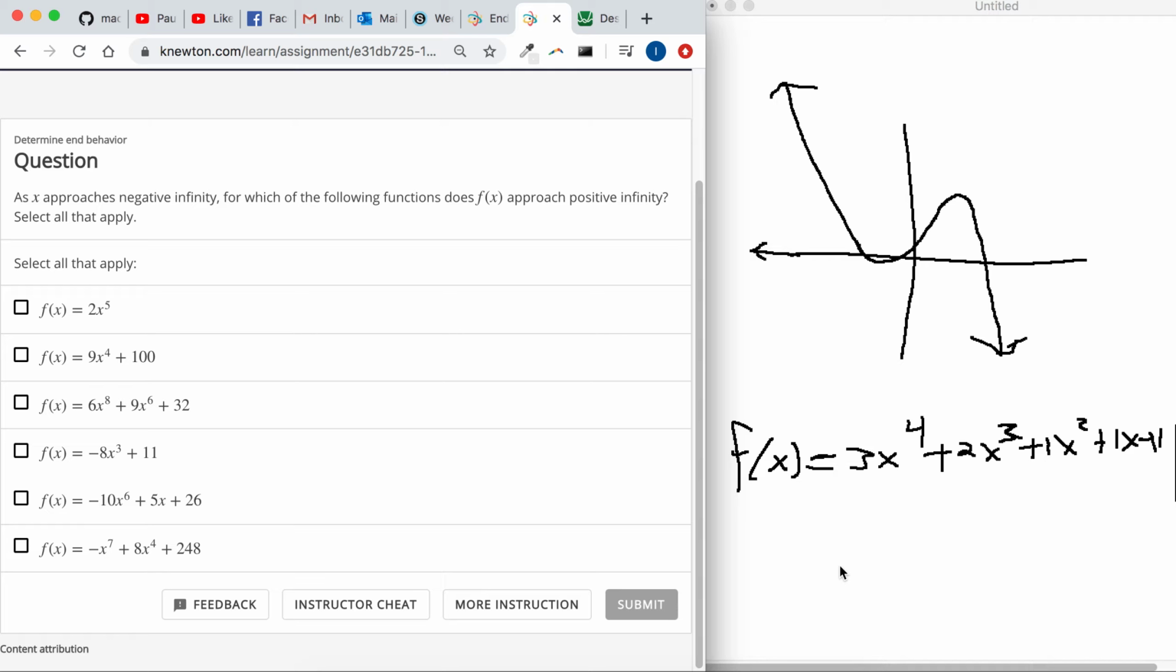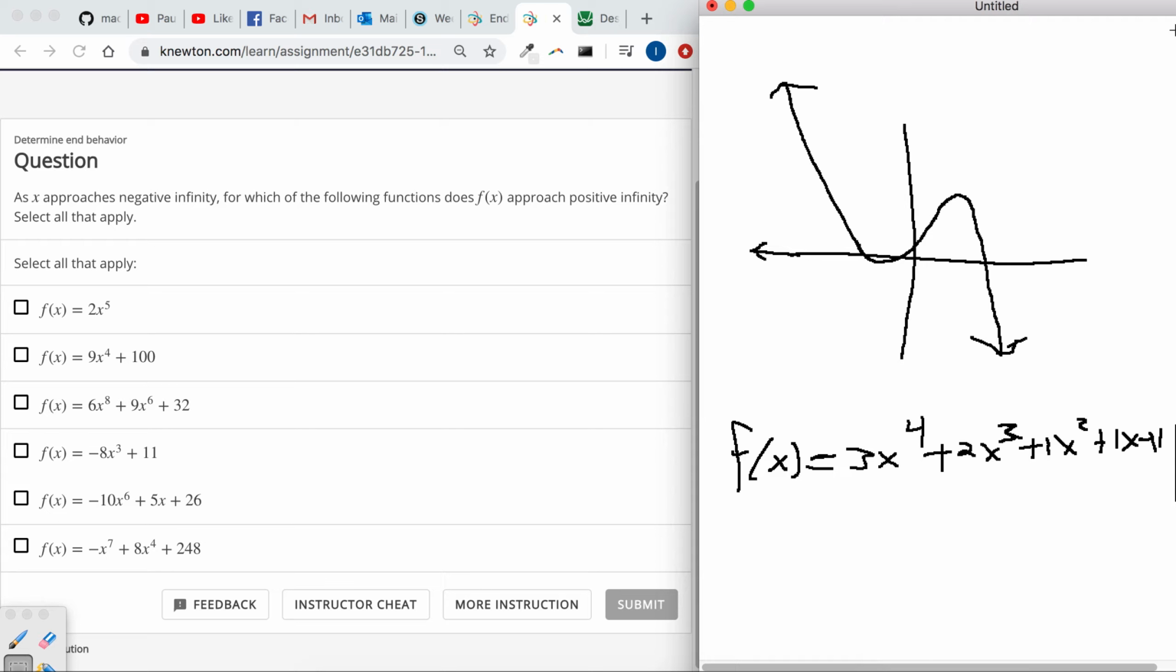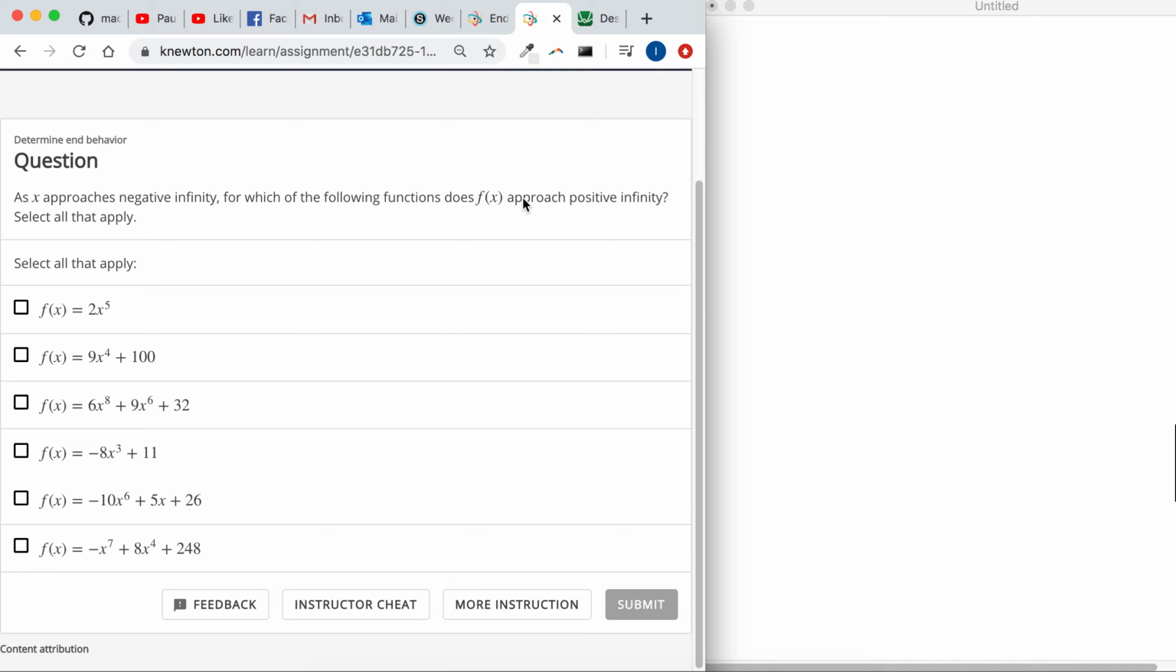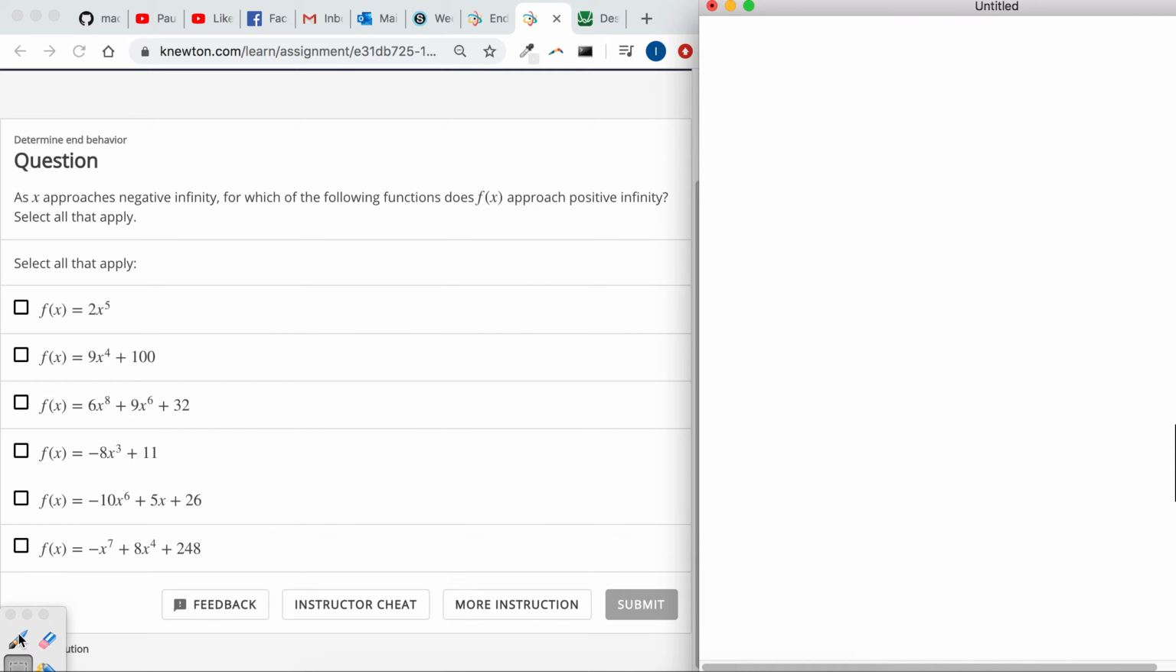Okay, as x approaches negative infinity, for which of the following functions does f(x) approach positive infinity? You can test this. You can get a rough idea of positive and negative infinity by plugging in some big numbers. Plugging in a big number doesn't mean you're plugging in infinity; it means you're trying to approximate what that should look like. As x approaches negative infinity, x is getting smaller and smaller, so we could test negative 100 and see what happens with these functions.